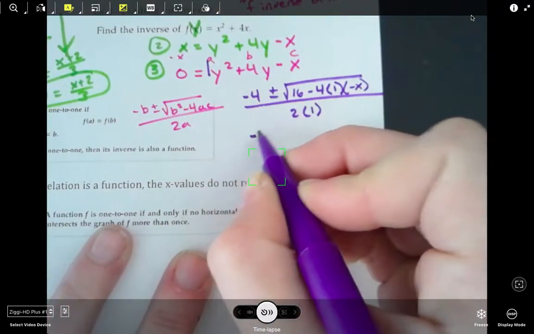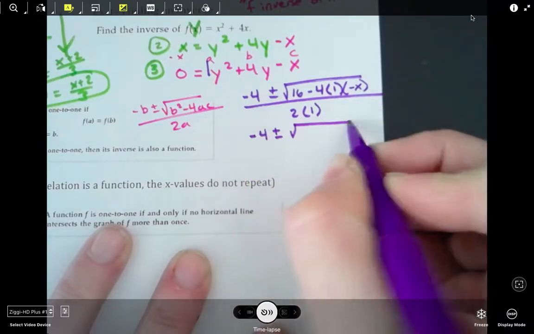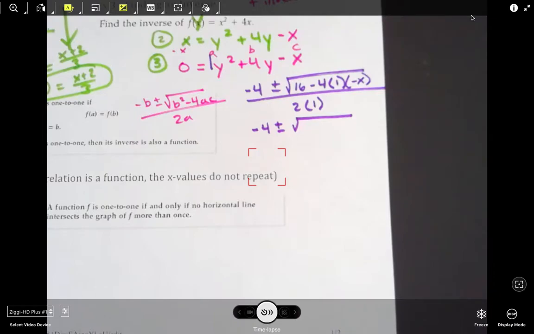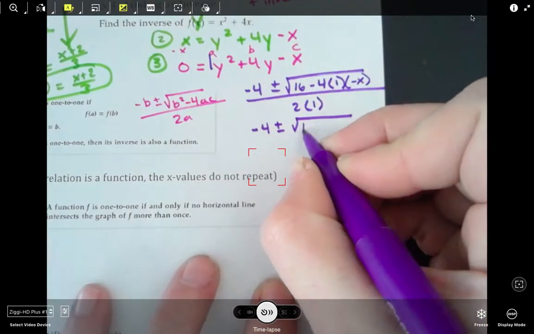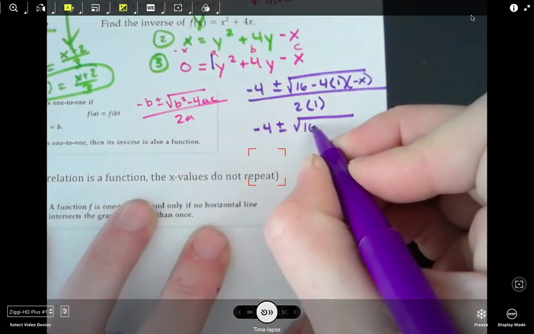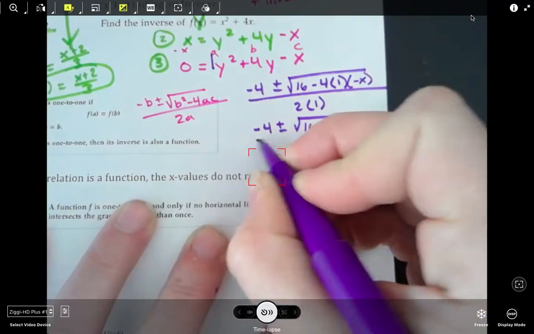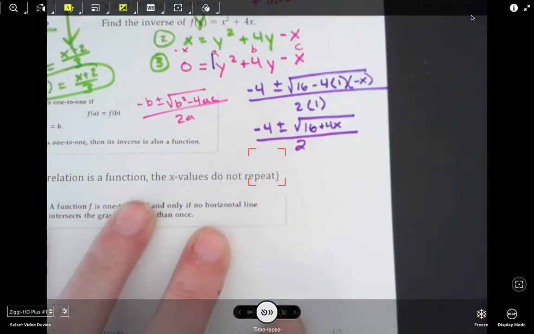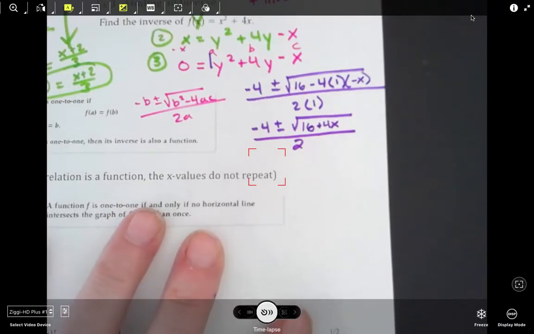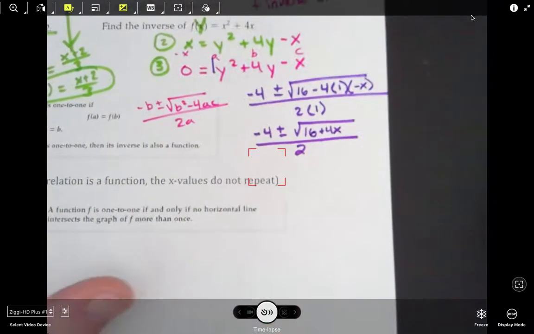So just to simplify that, negative 4 plus and minus the square root of, what's that going to simplify to be inside of there? 16. But negative 4 times 1 times negative x, what's that make? Plus 4x. And I can't put those two together, so we just leave it like that, all over 2. Okay, there is nothing else that you can do to that. Well, there is something else that you can do to that, but we're just going to leave it like that.